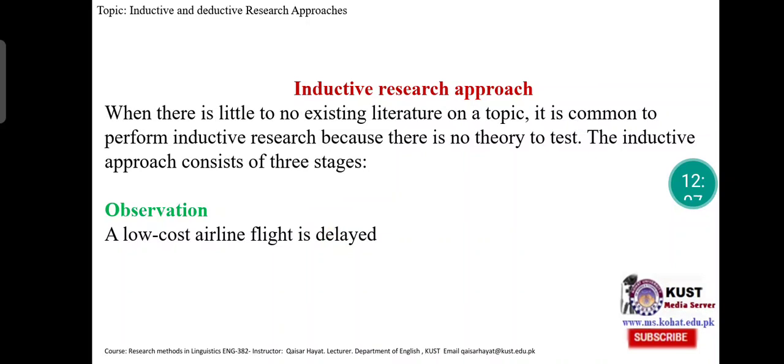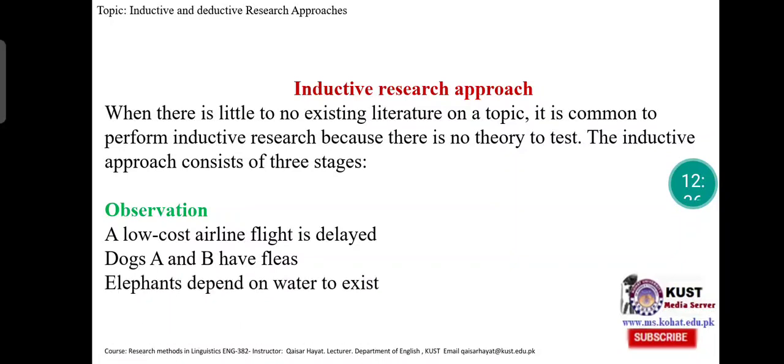Be with me. This is just your observation, and that is, low-cost airlines are delayed. This observation would provide a base to your research. So the first observation: you observe that low-cost airline flights are delayed. There is another observation, and that is dog A and dog B have fleas. Dog white and dog red, suppose, have insects in their fur. Fleas, insects. Another is that elephants depend on water to exist. So these 3 observations you have made.